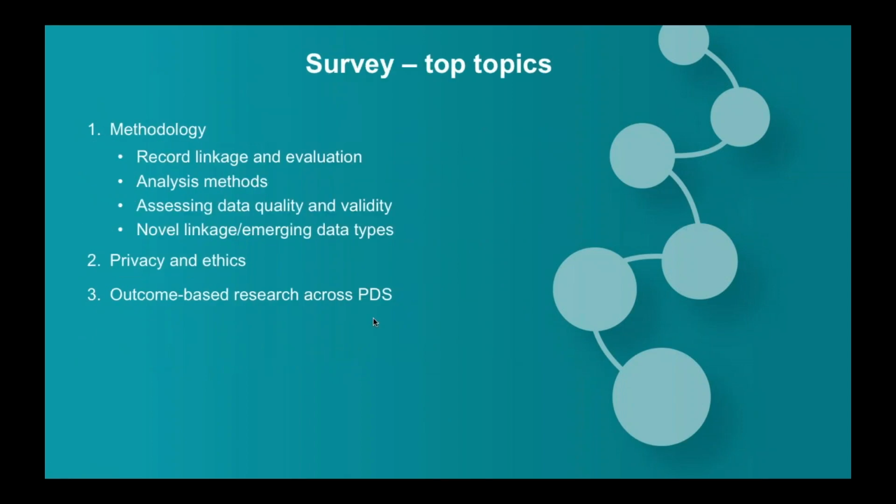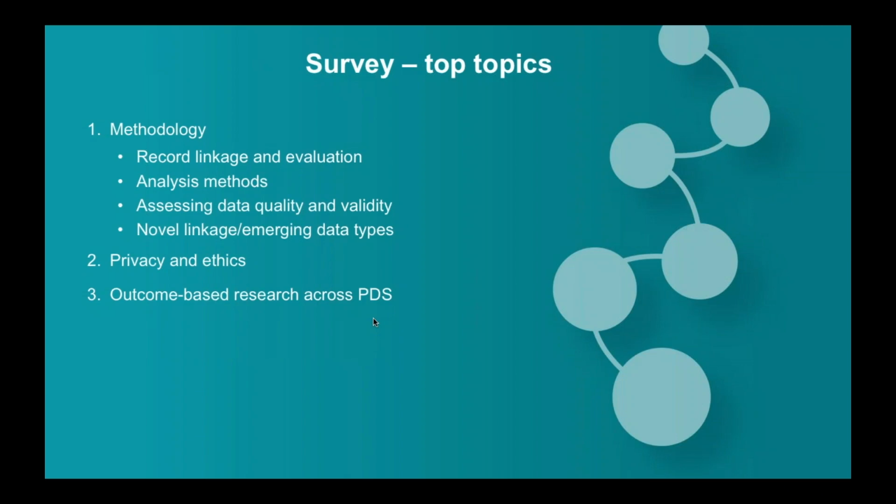We asked people what they would think would be the most important topic if we were going to have a new special issue. And what came out as a really clear front runner was methodology. So articles about methodology, even to the point that it was broken down in these different areas: record linkage, analysis methods, assessing data quality, and novel linkage and emerging data types.